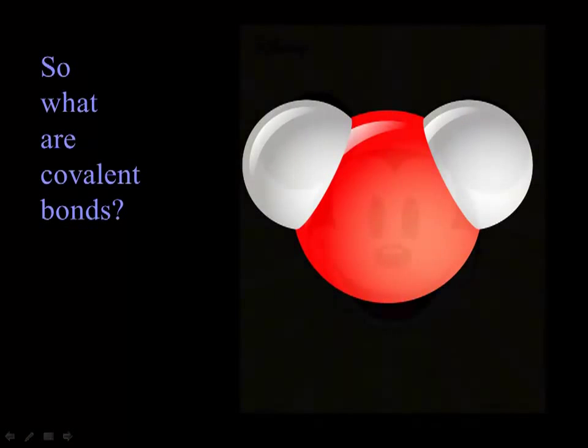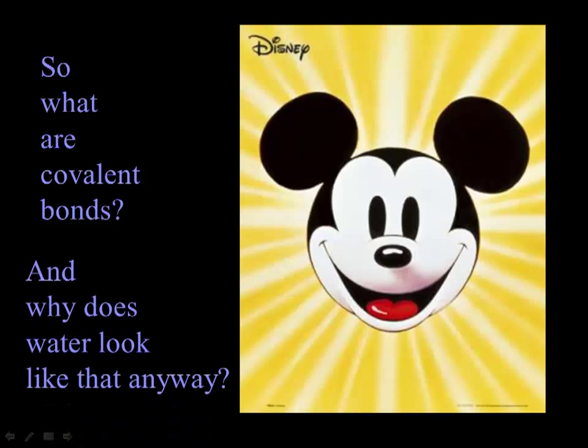So covalent bonds, remember, are where electrons are being shared between atoms. And when we look at the theories of covalent bonding, you'll start to understand why a molecule will be arranged a certain way. As in water, the water molecule, it has that Mickey Mouse appearance.